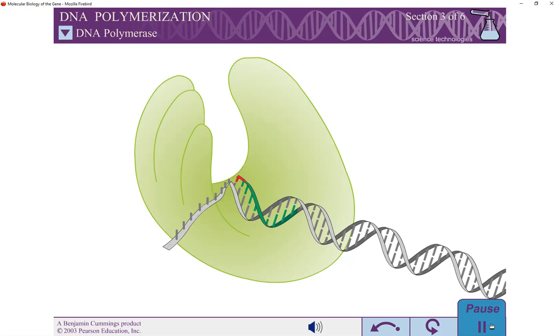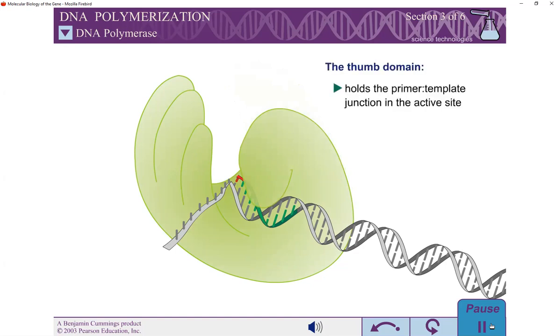In contrast to the fingers and the palm, the thumb domain is not intimately involved in catalysis. Instead, the thumb interacts with the DNA that has been most recently synthesized. This serves to maintain the correct position of the primer template junction in the active site and reduce the rate of dissociation of the polymerase from the DNA substrate.